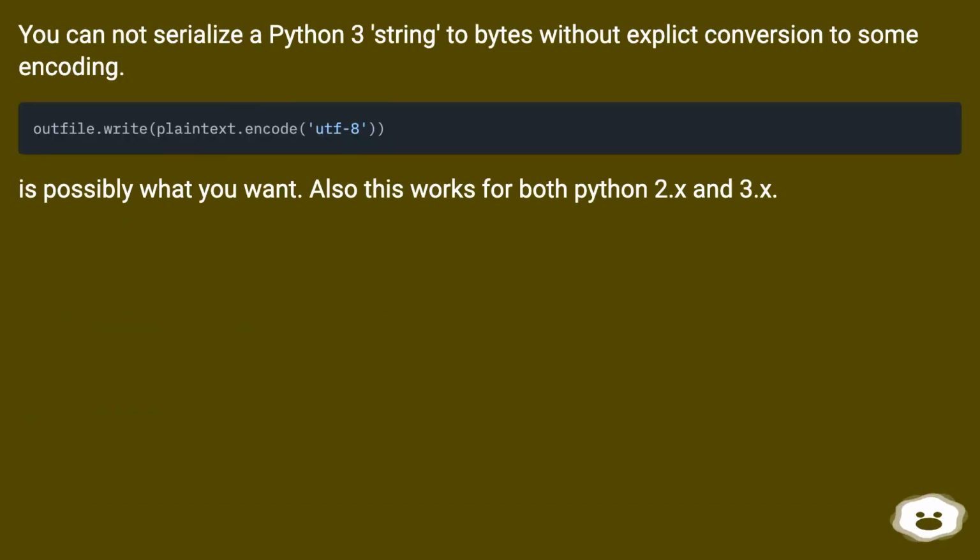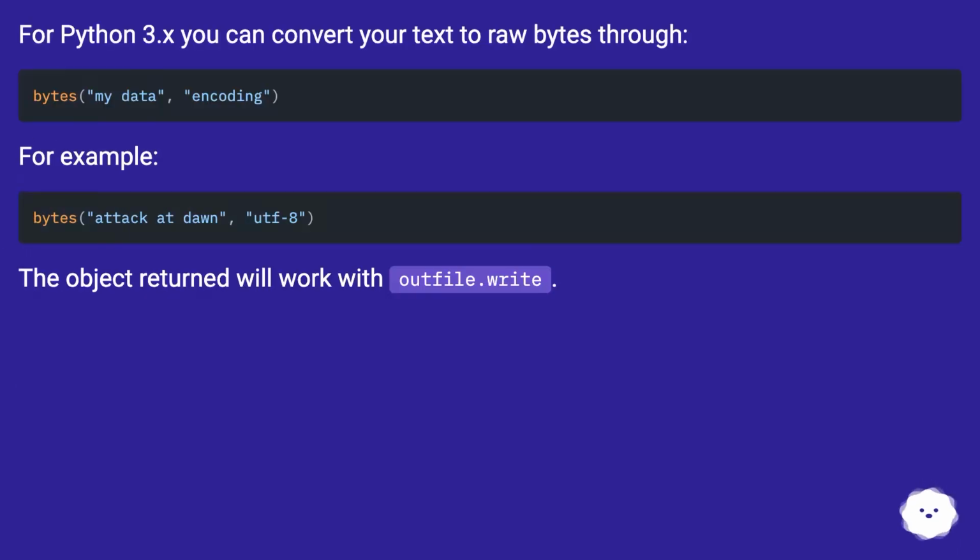You cannot serialize a Python 3 string to bytes without explicit conversion to some encoding. This is possibly what you want. Also, this works for both Python 2.x and 3.x. For Python 3.x, you can convert your text to raw bytes through this. For example, the object returned will work with file.write.